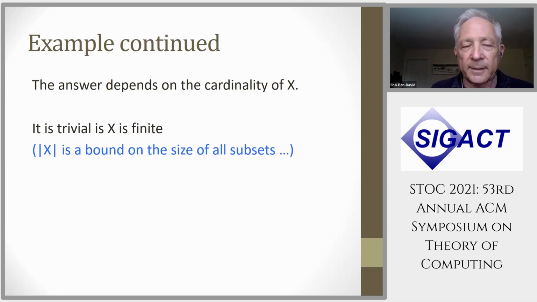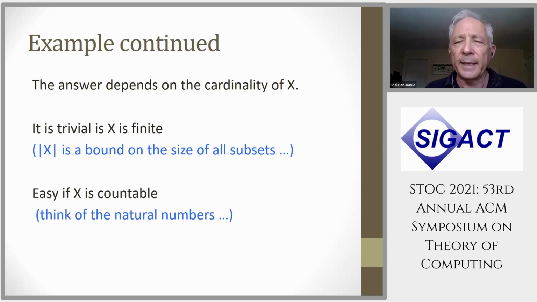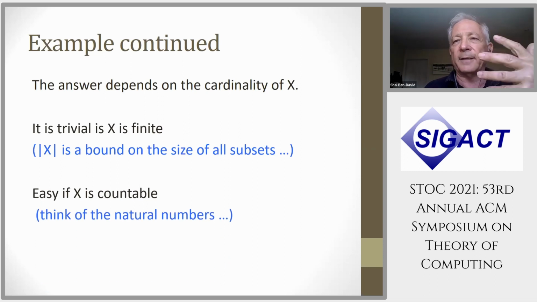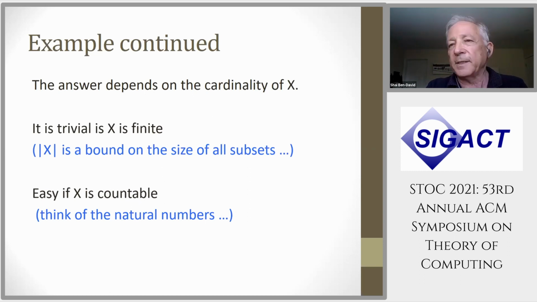So Alice got a set S, Bob gets only a small subset that she picks, and he has to find a superset of this set. If X is finite, it's easy. What happens if X is countable? Think of the natural numbers. Alice gets a finite set of natural numbers. She wants to send to Bob only a few of them, and Bob has to come up with a finite set of natural numbers that contains Alice's set. In the natural numbers, it's very easy.